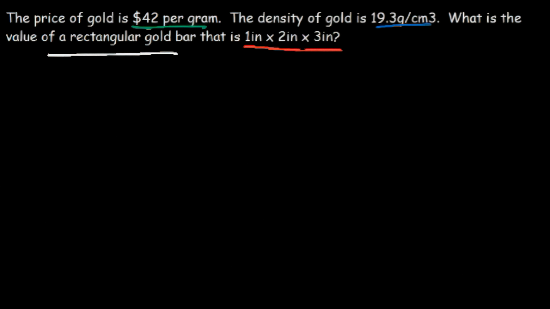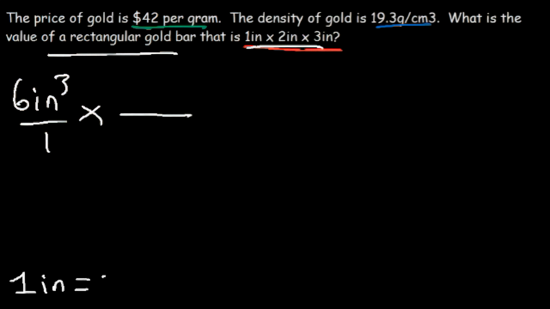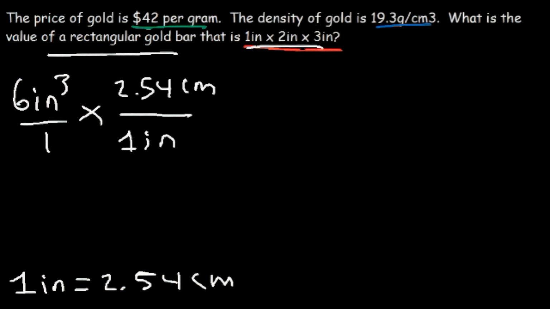So first, let's find the volume. So length times width times height. 1 times 2 times 3. The volume is 6 cubic inches. So let's convert it to cubic centimeters. Keep in mind, 1 inch is equal to 2.54 centimeters, and we need to raise it to the third power so that cubic inches will cancel.